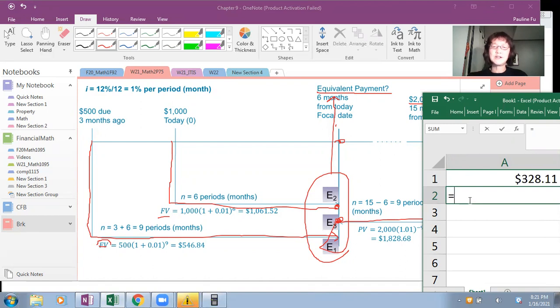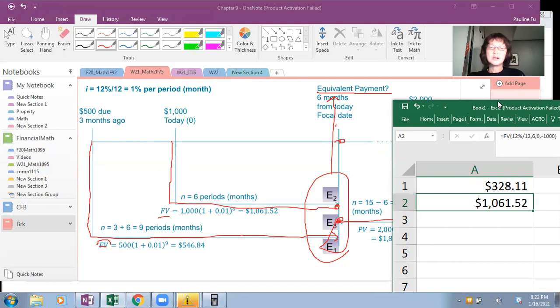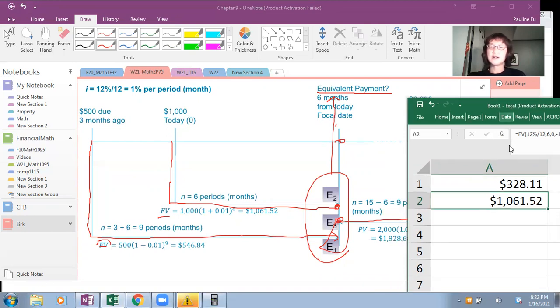Now I'm going to calculate E2. E2 is the future value of this $1,000 today. So equal FV, rate still 12%, compounded monthly. NPER is 6 months. PMT 0. PV is 1,000. I will put negative so that the result is positive. So this is E2. Okay. Now I will do E3. Yeah, it's correct, FV.